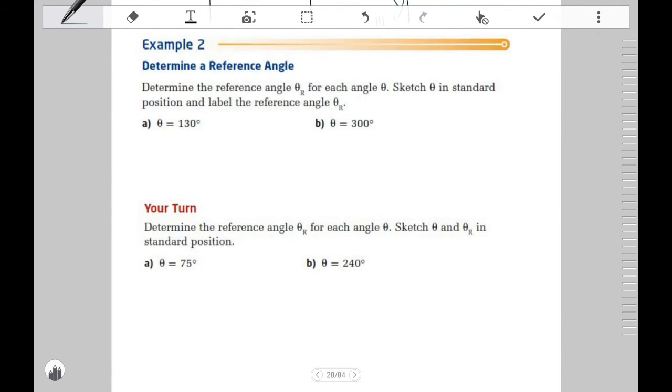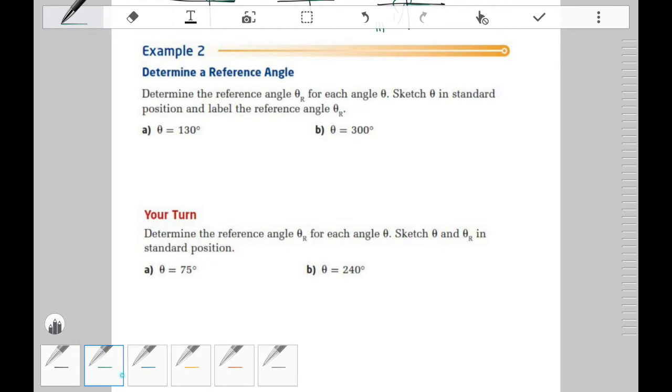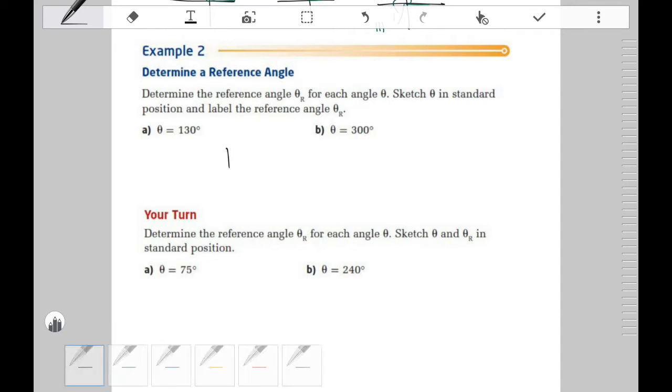Example 2. We're talking about a reference angle now. We want to determine the reference angle given theta, the Greek symbol for an angle, with a lower r, a subscript r, to let us know that it's a reference angle and not just the angle by itself. We want to sketch the angle in standard position and label the reference angle. So this is an example like was done in 1.